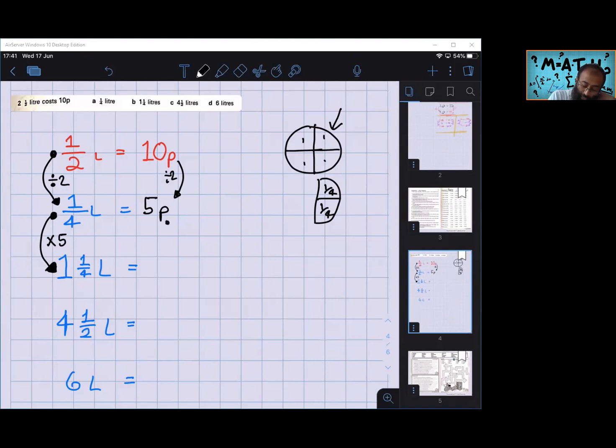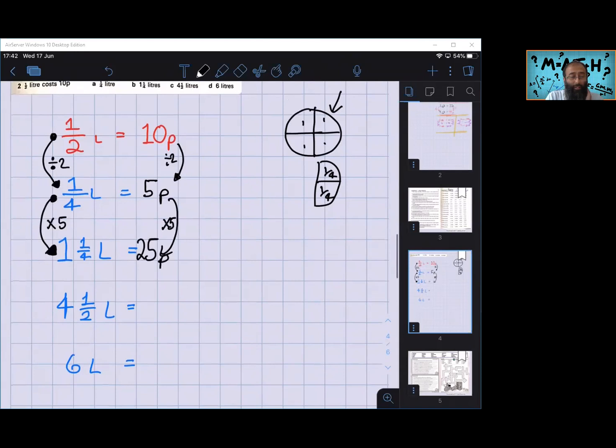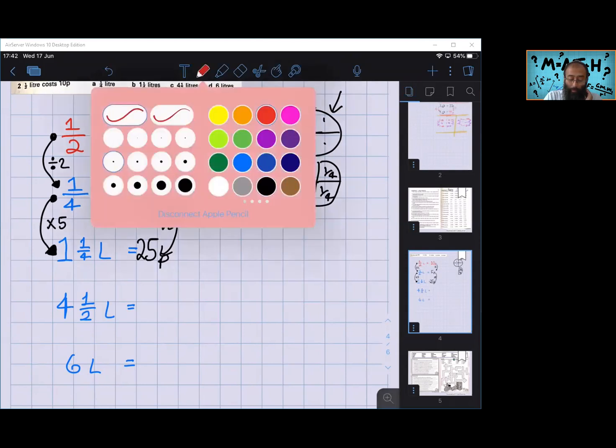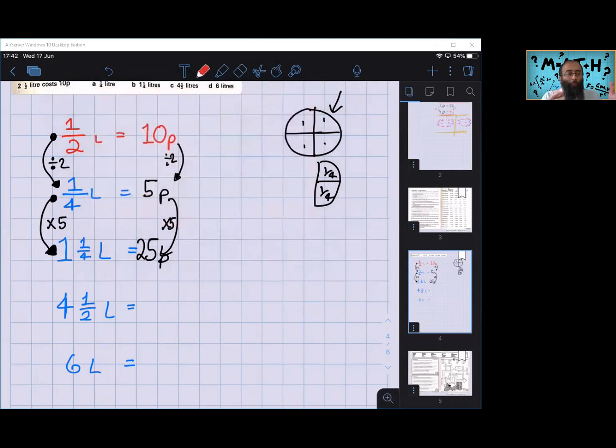So what you do on the left, you do on the right. So Idris, what's 5 times by 5? 25. So that gives you 25 pence. Now Idris, the next question. I need to get to 4 1/2 from any of the above values. It doesn't have to be the one before. You have to choose using your brain power which one you're going to use. How do I get to 4 1/2 from what I already know?